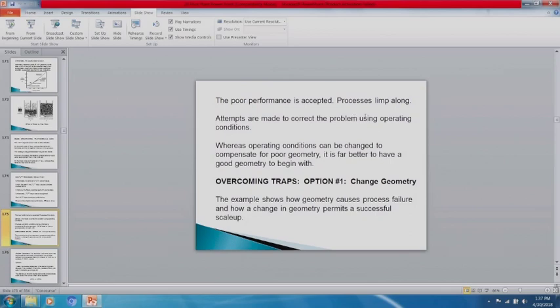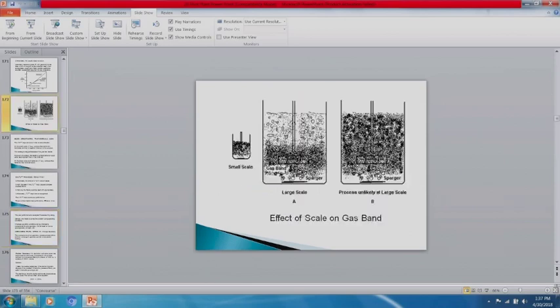Attempts are made to correct the problem using operating conditions. That's a typical occurrence in industry. You turn the rotational speed up, or actually, operating conditions can be changed to compensate for poor geometry. It's far better to have the good geometry to begin with. Okay. And we have several options here that we'll talk about. Overcoming the traps. One is to change the geometry. Back here, we said we'd add an impeller here, sparge it, add another impeller here, sparge that. That would be a wonderful solution. But you have changed the geometry, right?